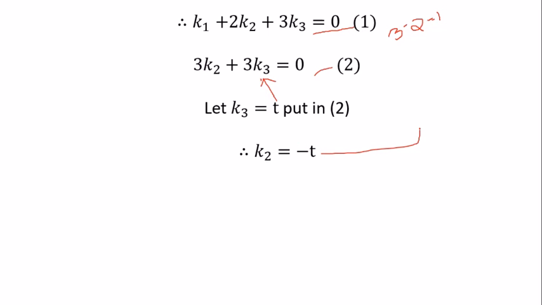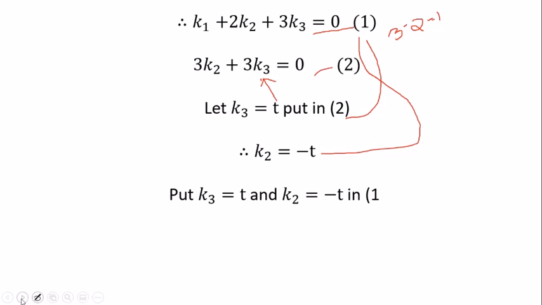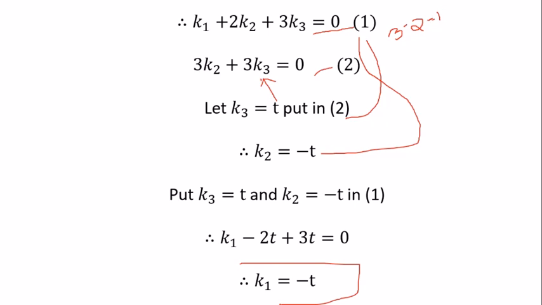Now put k2 equal to minus t and k3 equal to t in 1, to find out k1. Therefore 1 becomes k1 minus 2t plus 3t equal to 0, which clearly implies k1 is equal to minus t. So now we got the value of k1 in terms of t, we got k2 in terms of t, and k3 is already in terms of t. So clearly the given set of vectors are linearly dependent because these are depending on t.